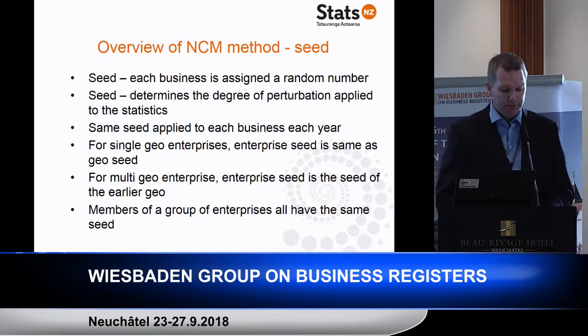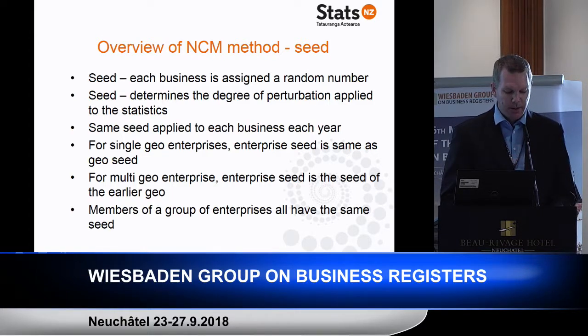So how does it work? Each business is assigned a random number called a seed, which is consistent across each year. This is between 0 and 1. For both single and multiple location businesses, the seeds are consistent across the business. This is to ensure that corresponding tables and outputs are perturbed in as similar a way as possible. This is also the same across enterprise groups.